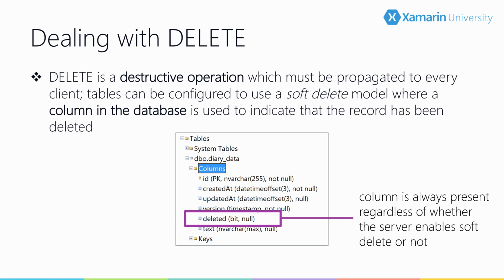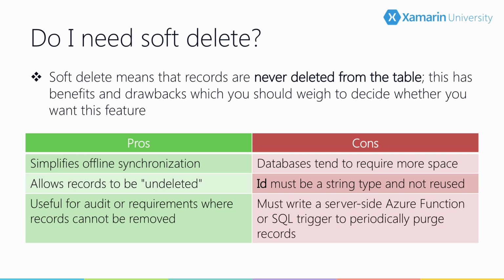Now, regardless of whether soft delete is turned on, every exposed table always has a deleted flag. It's just simply not used if soft delete is disabled. And soft delete is a common solution to synchronizing different clients against a shared database. However, it's not always required. Keep in mind that this is a server-side decision. The client cannot opt in or opt out of soft delete. It's either on or off based on the server table configuration.